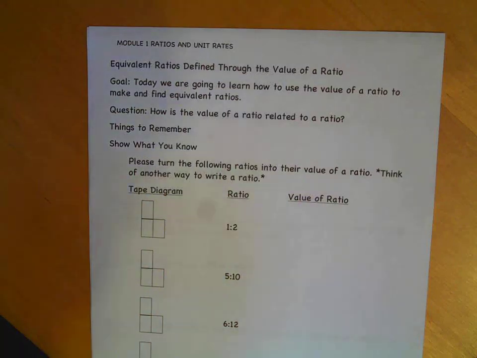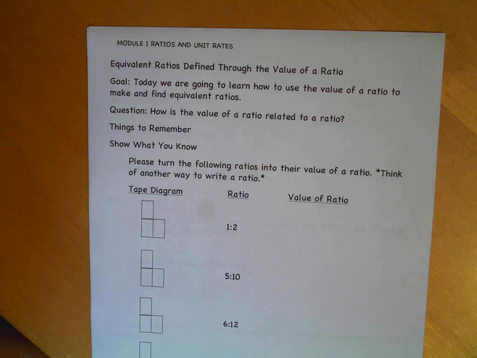Hello, math students. This is Module 1, Ratios and Unit Rates, and we are starting Lesson 5 called Equivalent Ratios Defined Through the Value of a Ratio. The goal for today's lesson is to learn how to use the value of a ratio to make and find equivalent ratios. The question I want you to be thinking about in this lesson is, how is the value of a ratio related to a ratio?